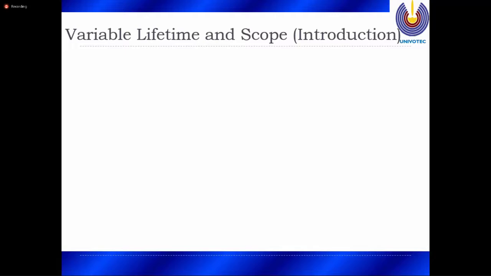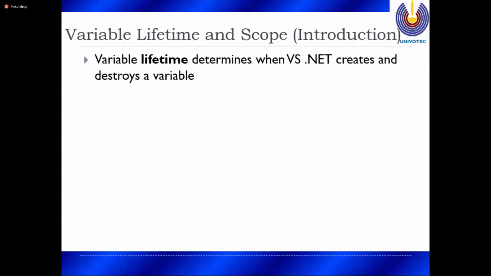Now we come to the variable lifetime and scope. Okay, if you declare a variable, it has a lifetime and scope. The variable lifetime determines when Visual Studio .NET creates and destroys a variable. When you create it, the lifetime starts; when it is destroyed, the lifetime is over. Same as our lifetime as humans: when you are born, the lifetime starts; when you die, the lifetime is over.